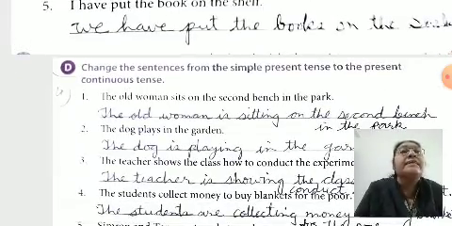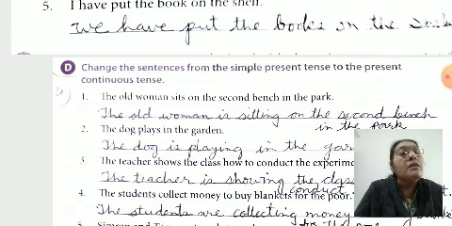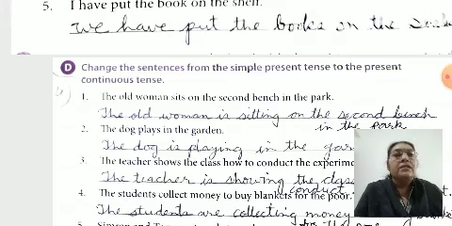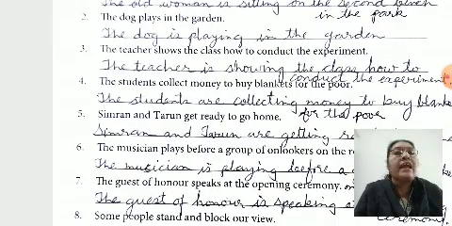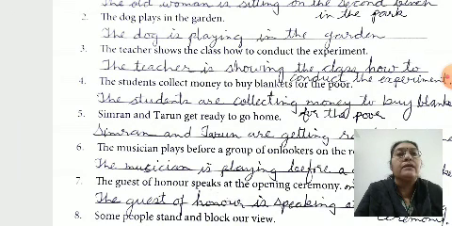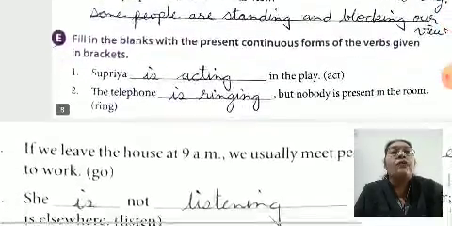Next question: change the sentences from the simple present tense to the present continuous tense. The old woman sits. Here, the old woman, a singular subject in present continuous, so we use is. I am, we are, you are, he, she, it is, they are. So the old woman is sitting on the second bench in the park. The dog is playing, the teacher is sewing, the students are collecting, Simran and Tarun are getting, the musician is playing, the guest of honor is speaking. Some people are standing. Okay, I hope you understand.